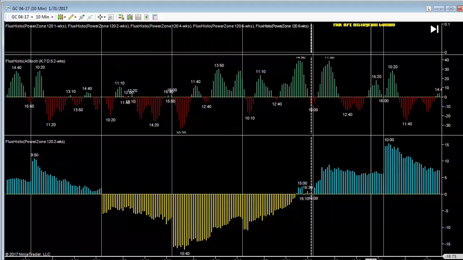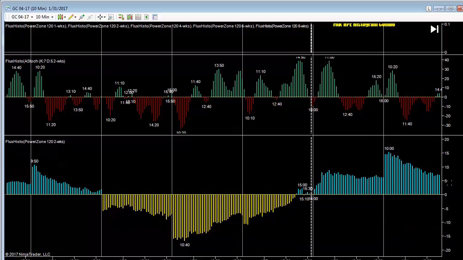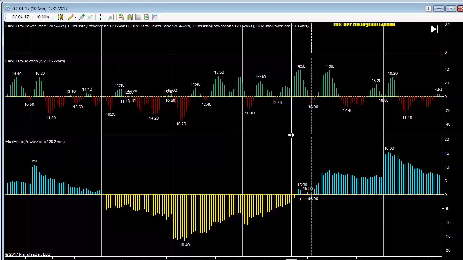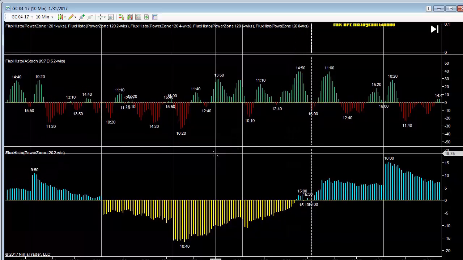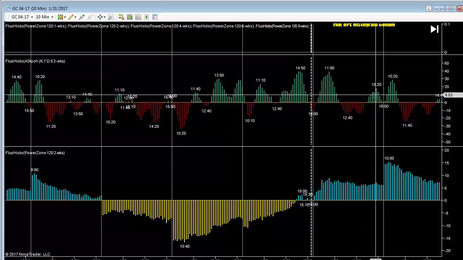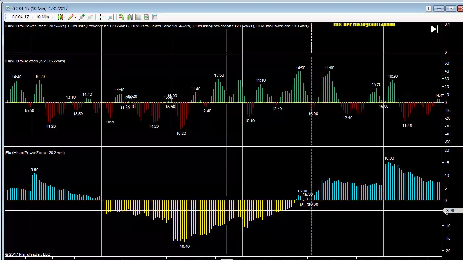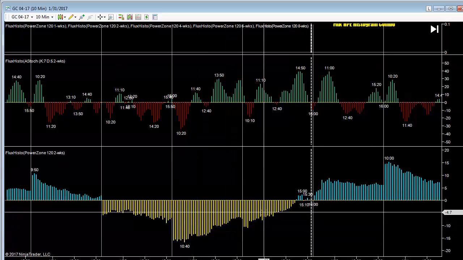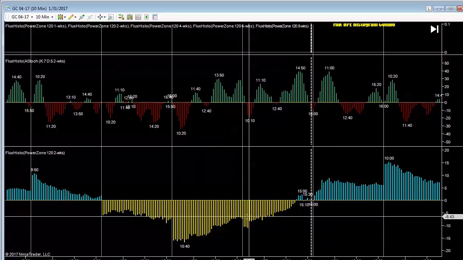The first thing we start with is a histogram analysis of gold futures. Here I've got two different studies. I've got a momentum study, as indicated by the histograms on the top panel of our NinjaTrader indicator list. And the bottom NinjaTrader indicator is the FLUX power zone, and that measures and analyzes trend.